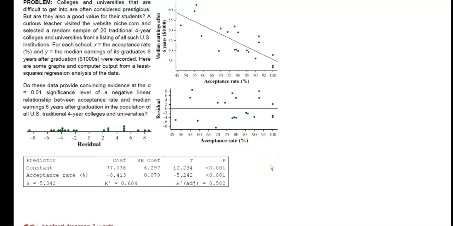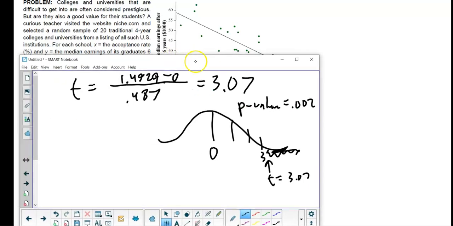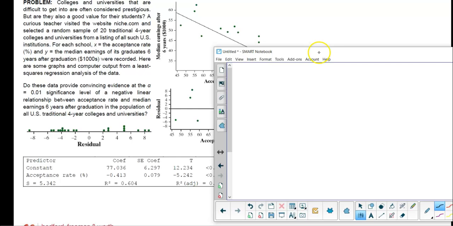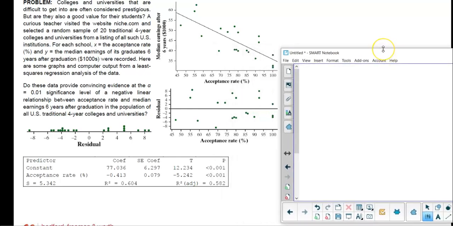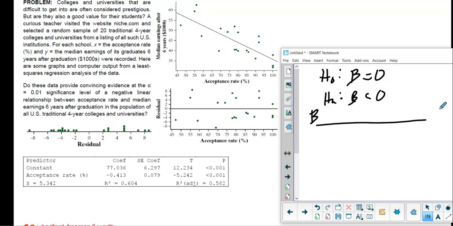So you would start by saying, let's see, what's the null going to be for this one? Beta is 0, the slope is 0. The alternate is beta is less than 0. Define what beta is. Beta is the true slope of the population regression line when X is acceptance rate and Y is median earnings. Okay, so we've done that. This is a t-test for slope is the name of it.